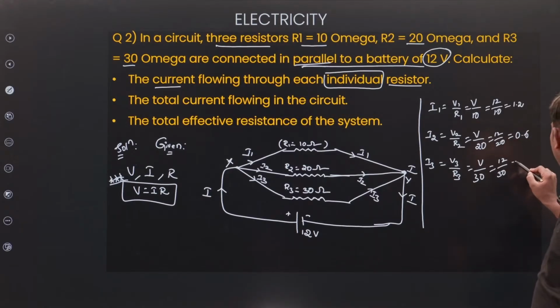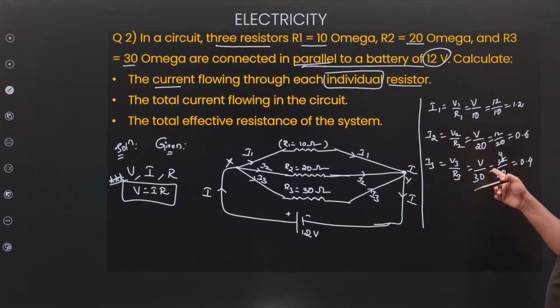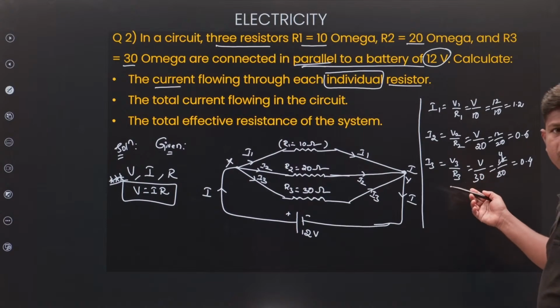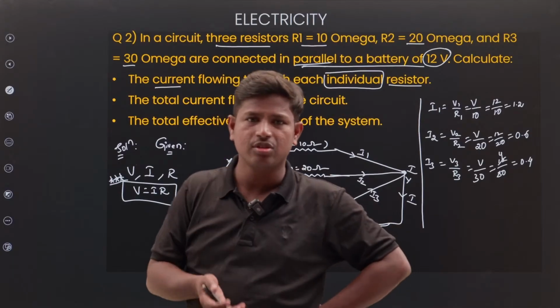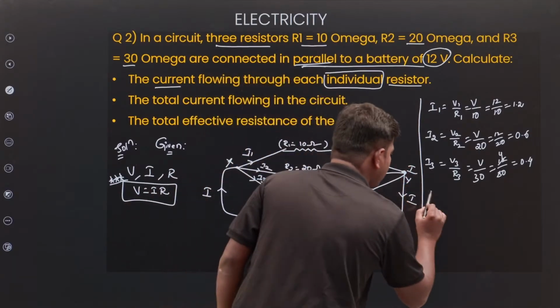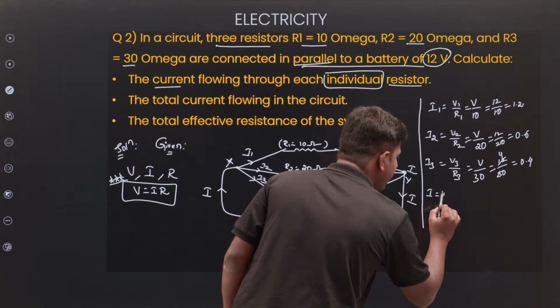0.6. And here again 3, 12. Okay, 3, 0.4. Okay, 1 by 3 into 1 by 10. 1 by 3 into 1 by 10. So 12 by 3, 4 times 4 by 10, 0.4. So the total current means I is equal to I1.